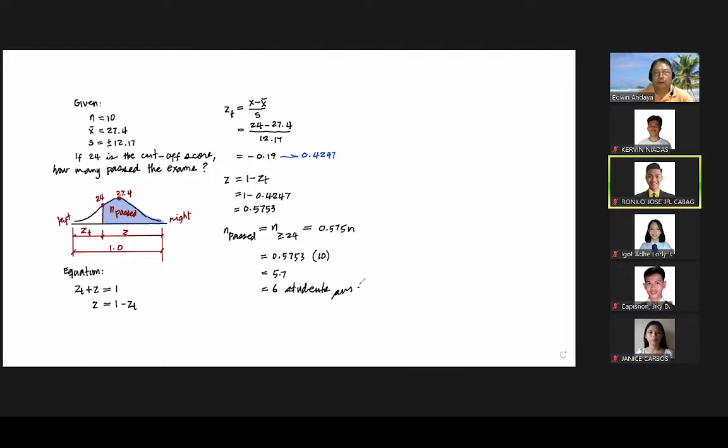Yes, sir. Okay. Suppose your answer is 5.1. Your final answer is still 6 students since there is no 0.1 examinee.